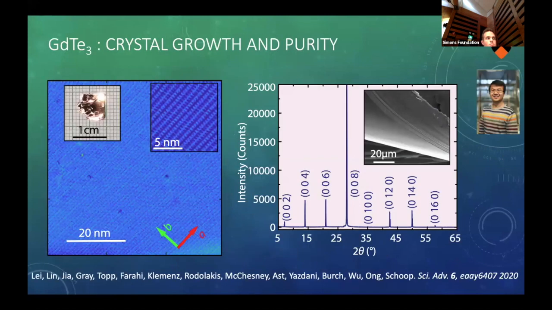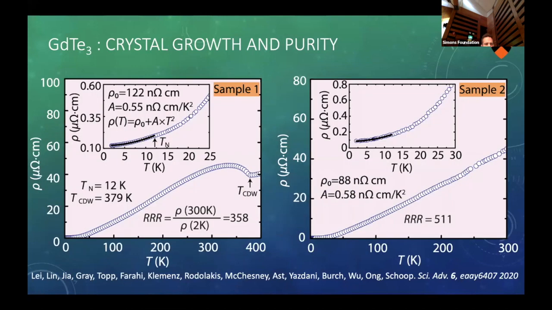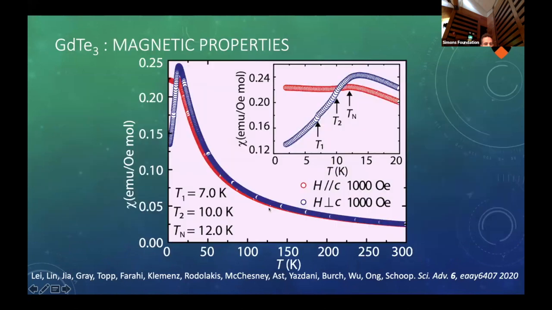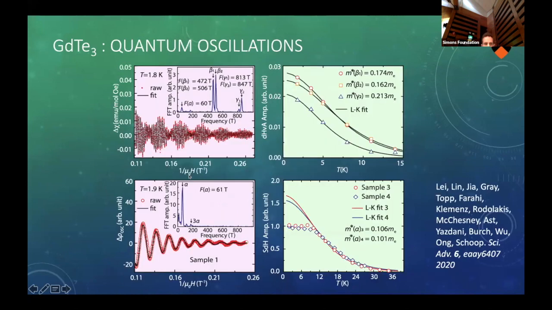So yeah, we looked at this material, we grew crystals. I'm going to go through this quickly. We checked that they're still metallic even after the charge density wave. Charge density wave comes in here. Crystals are metallic. They have really high RRR ratios, which means that the crystal quality is high. They do order antiferromagnetically below 12 Kelvin and actually have 3 different magnetic ordering temperatures. And if you put them in a magnetic field, they display very beautiful quantum oscillations.